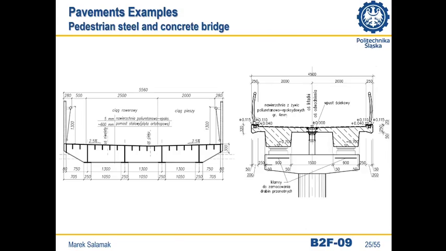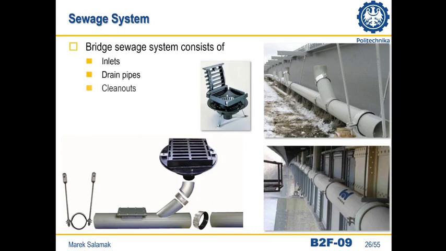And finally, two examples of reasonably simple pavement on a pedestrian bridge. A steel orthotropic platform deck on the left and a pre-stressed concrete structure on the right. Cross slopes and drainage location in the center of the deck are very characteristic. Now we'll briefly discuss the drainage system.